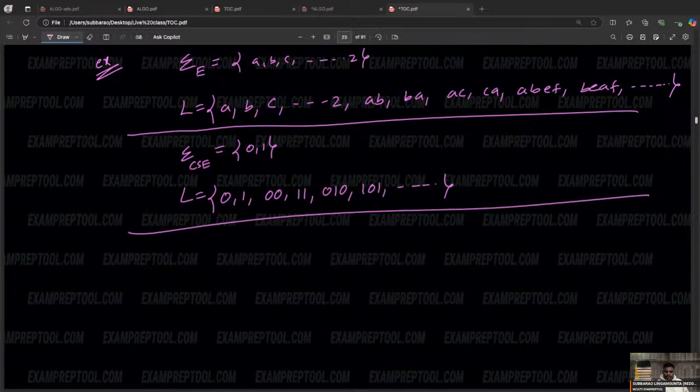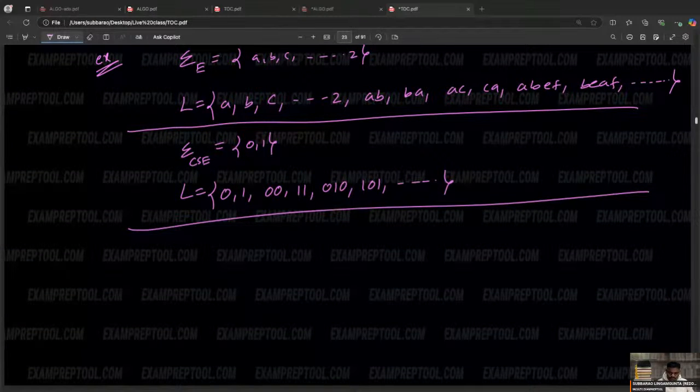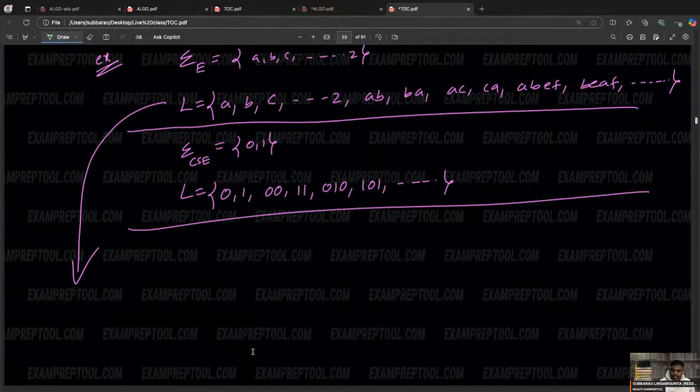Now observe everyone. Today's class highlight point is coming. Language is a collection of strings. See this one. Can you help me? When you take a language, strings are there.